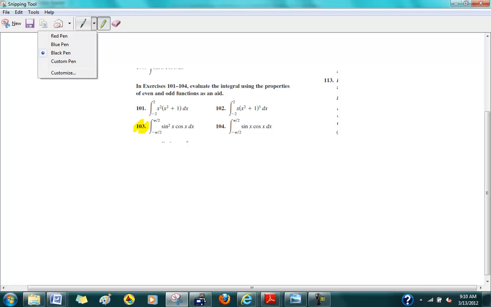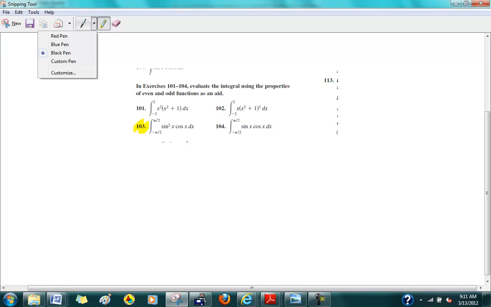Sorry? Tell me why. It starts at 0 for y value. Why don't you think about the symmetry? Why don't you think about sine squared? Is that an even function or an odd function? Sine squared. What's x squared? x squared is even. Sine squared is going to be even. You square a function, it's going to be even. Cosine, even or odd? Even. Cosine is an even function.